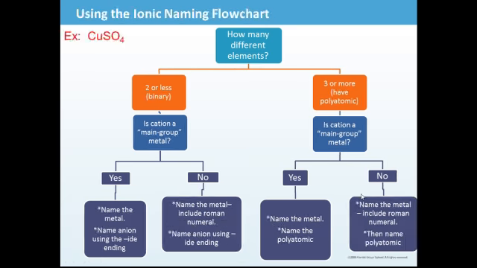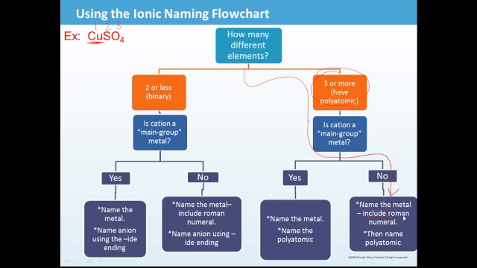Let's do an example. CuSO4. Okay, I know this is ionic because it has copper. Cu is a metal, therefore I have an ionic compound. How many different elements does this have? Well, I have 3. So we're going to go over here. So is the cation a main group metal? No. So we're going to go this way.